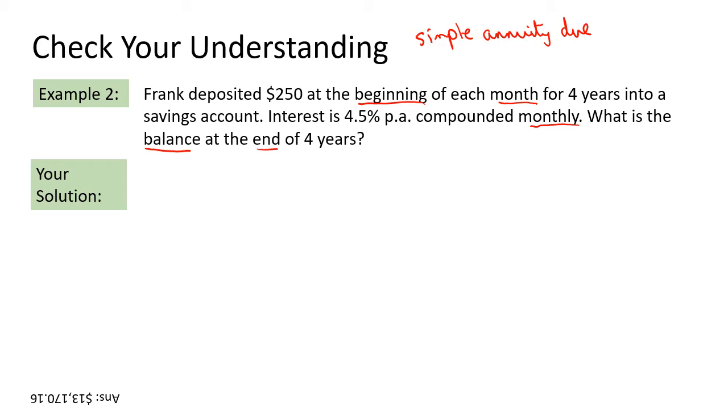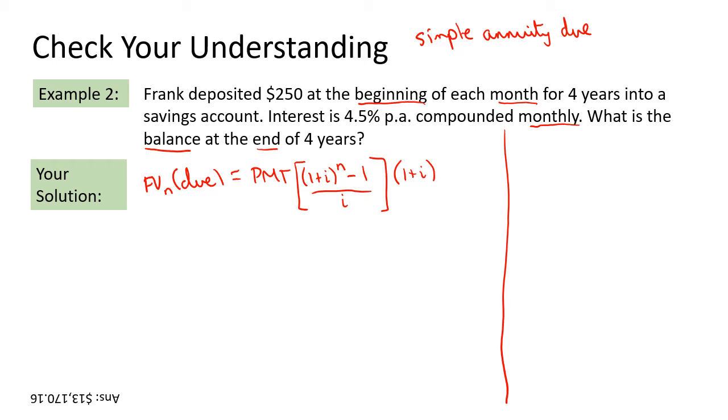So we start again with the formula. The future value for an annuity due is equal to the payment times 1 plus the periodic interest rate to the exponent n minus 1 divided by the periodic interest rate times this additional term, 1 plus the periodic interest rate. So again, start a sidebar on the right. Your payment given in the question is $250.